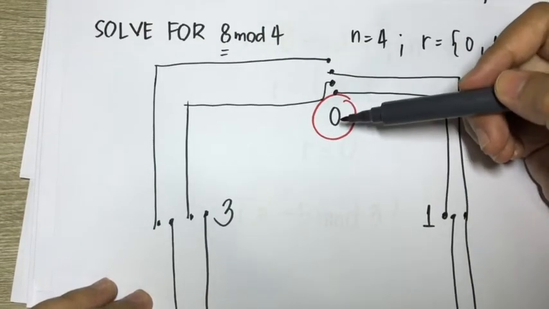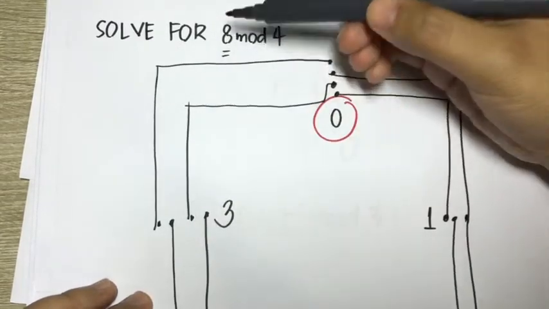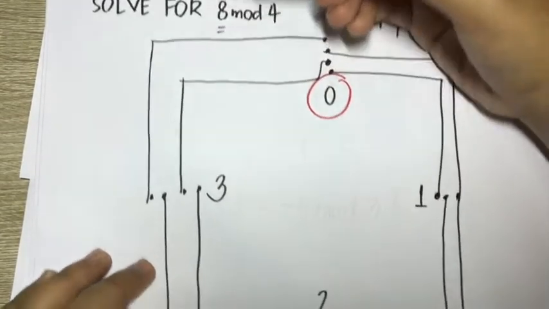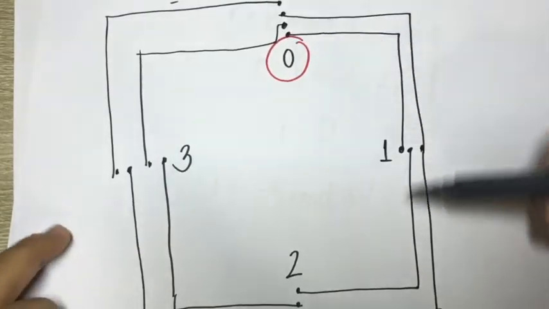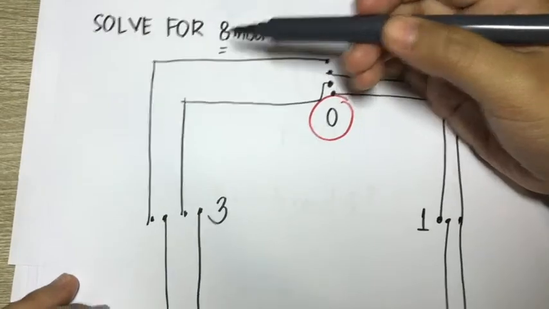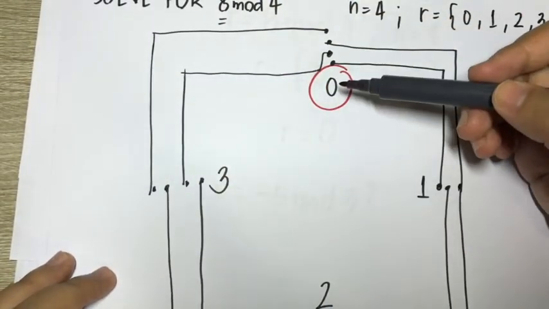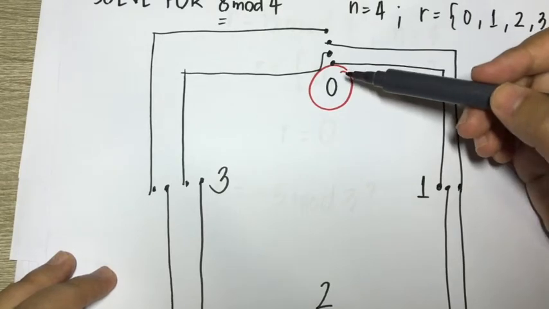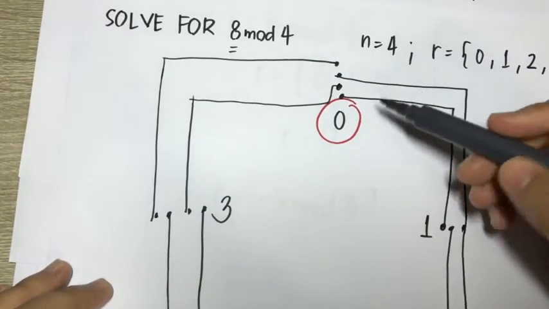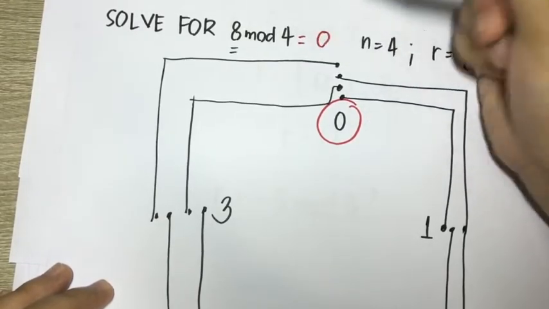Now, how can you determine if you are going to move clockwise or counterclockwise? It depends on the sign of your dividend. If your dividend is positive, then you are going to move clockwise on your given clock. But if your dividend is negative, then you are going to move counterclockwise from your origin, or from your 0. Wherever you land, that is the solution to your problem. So in this case, 8 modulo 4 is equivalent to 0.